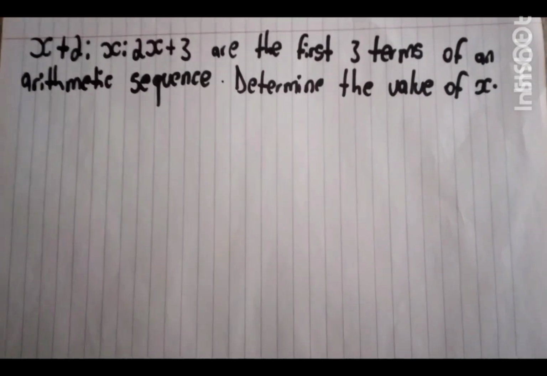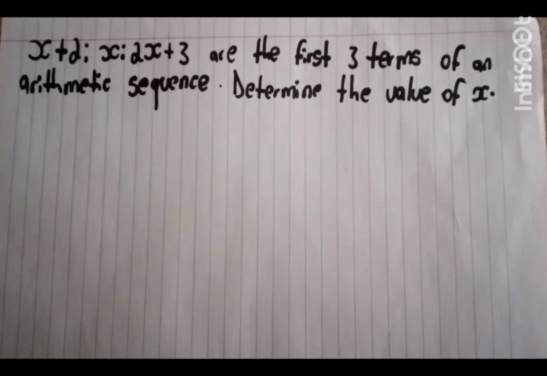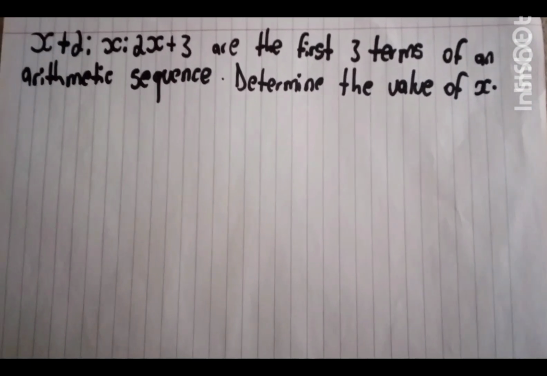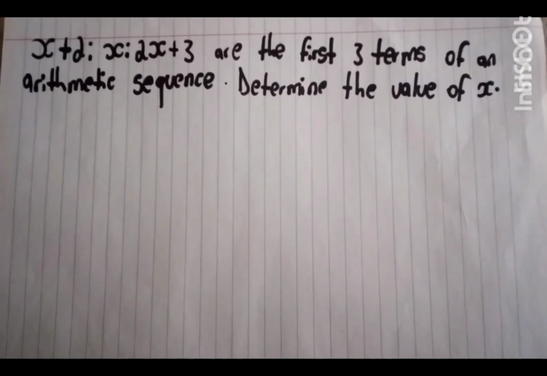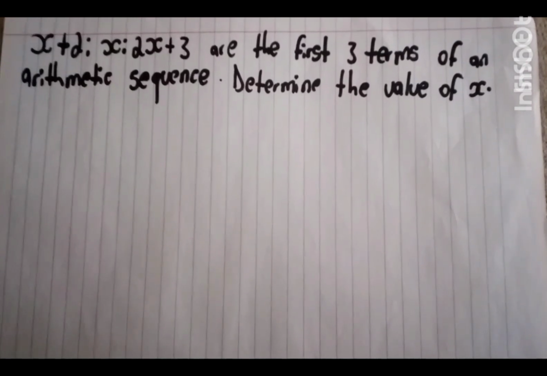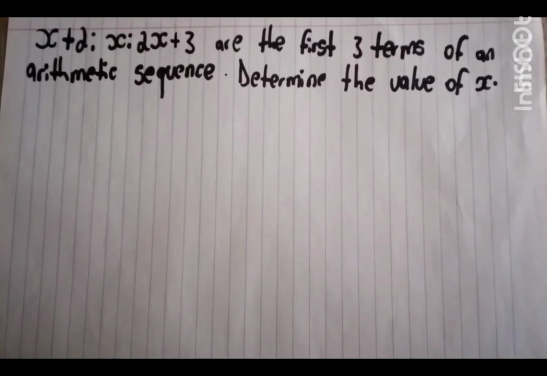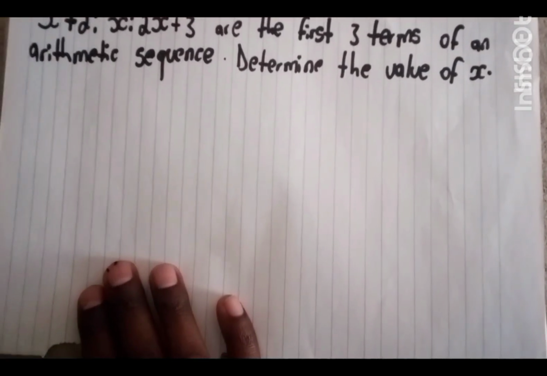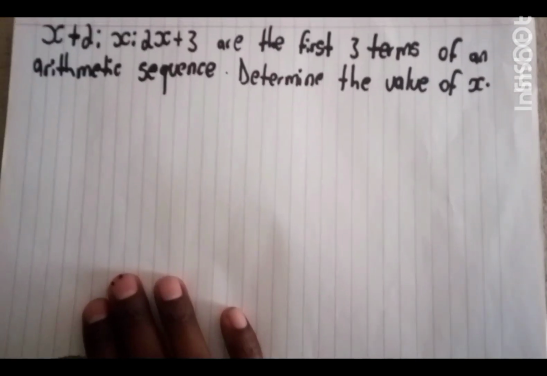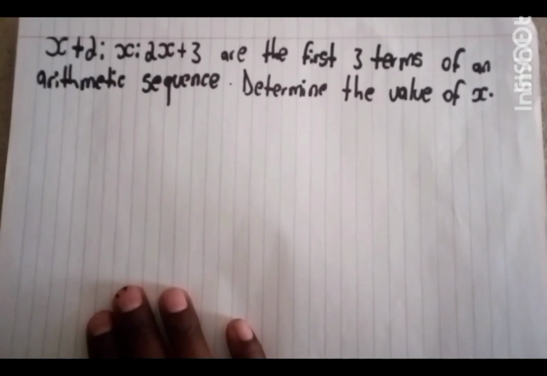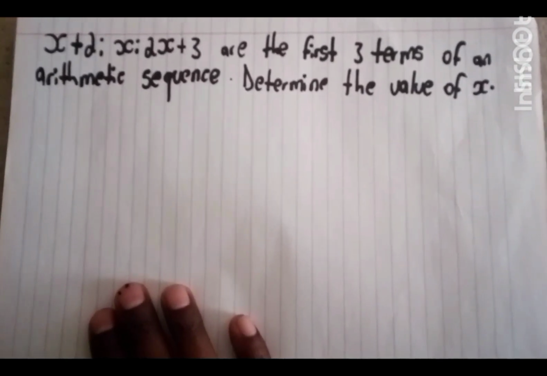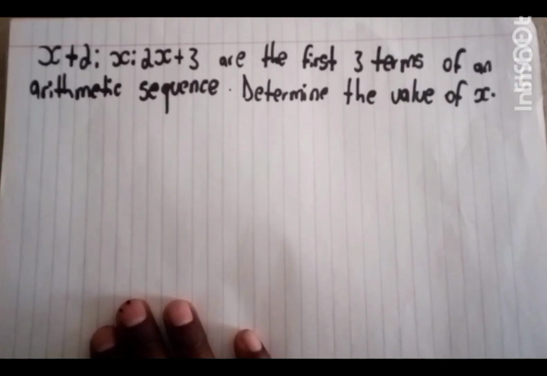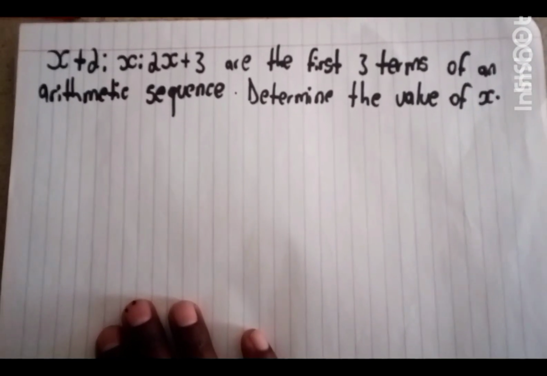Feel free to try this exercise or particular example. Feel free to pause the video and rewind or unpause the video after you've tried this one. In this one, they are saying x, x plus 2, 2x plus 3 are the first three terms of an arithmetic sequence. Determine the value of x. How can you determine the value of x?